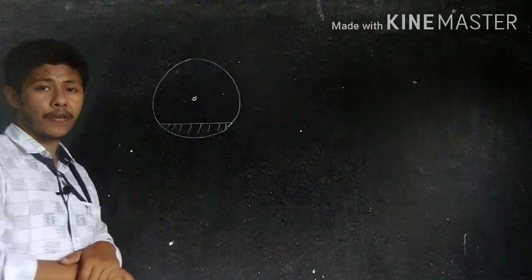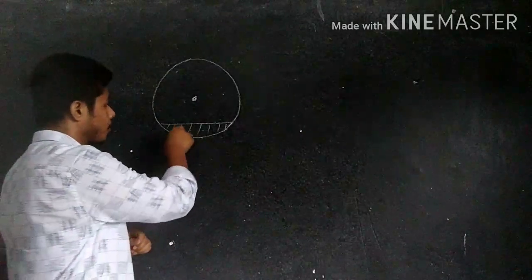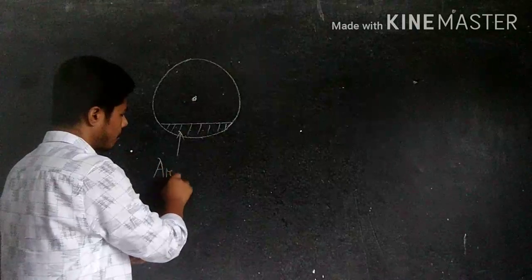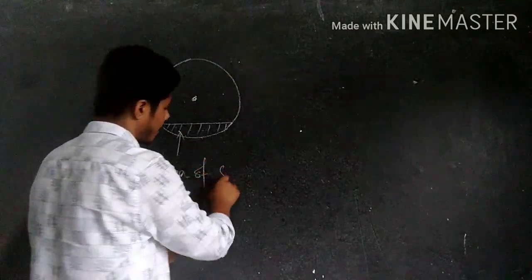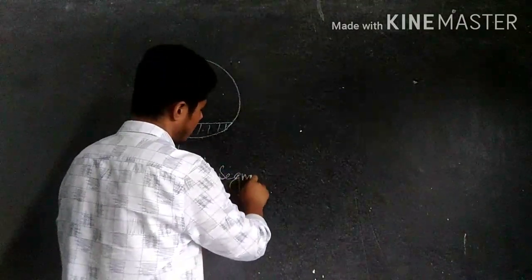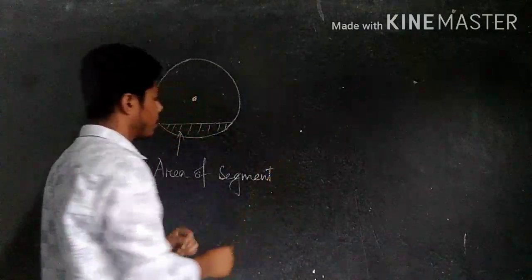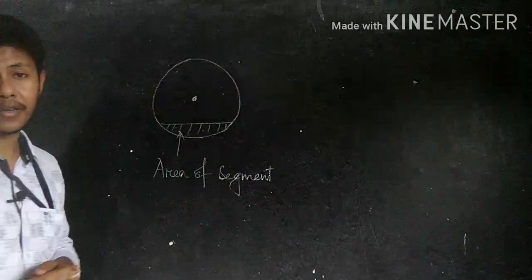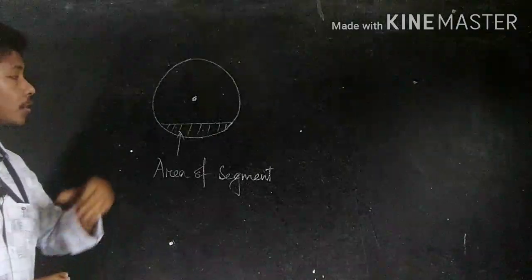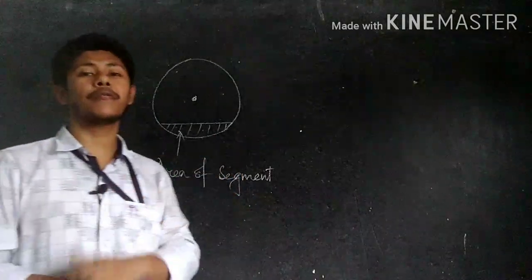Area of segment we have to find out. This portion is the area of segment. There is no definite formula to find out the area of a segment. Is it clear? So with the help of the sector we have to find out this result.